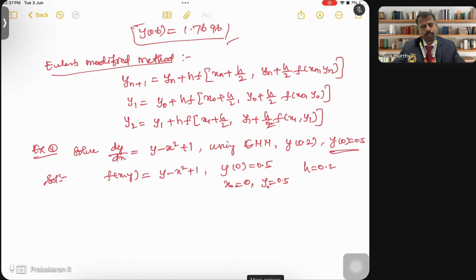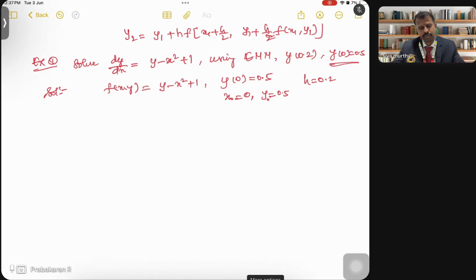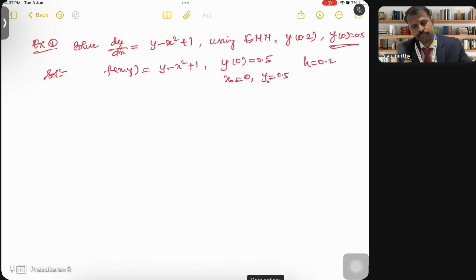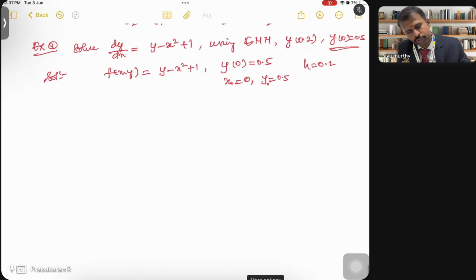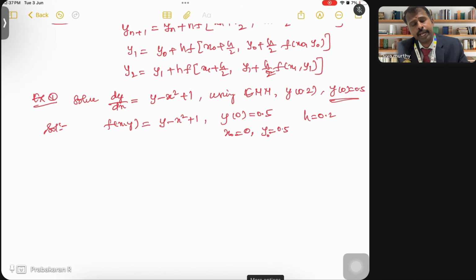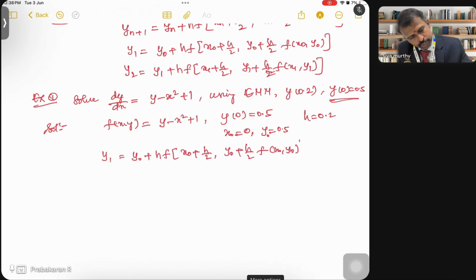Then to solve this problem, y of 0.2, here f of x comma y equal to y minus x square plus 1. Solve this equation, we get the answer, right? Now I am substituting the formula. Already we know the formula. So put n equal to 0, we get y1. Substitute the formula: y1 equal to y naught plus h f of x naught plus h by 2 comma y naught plus h by 2 f of x naught comma y naught, close the bracket, right?